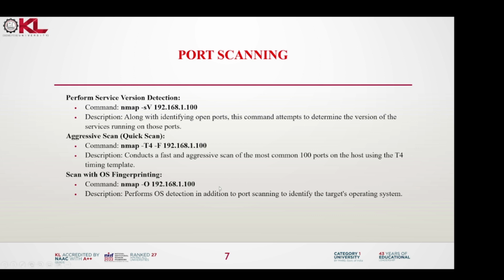Next, we can identify what operating system is running on the victim system. We can identify the operating system that is running on the victim system using option O. So option O is used to identify the operating system running on the victim system. Option SV, V means capital, S is small. Option SV is used to identify the version of the services that are running on the victim system.